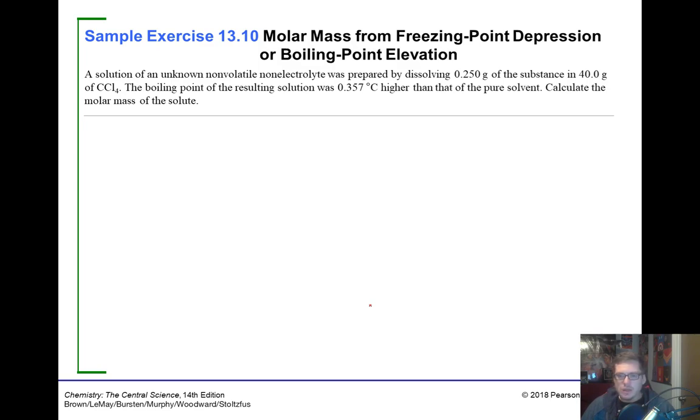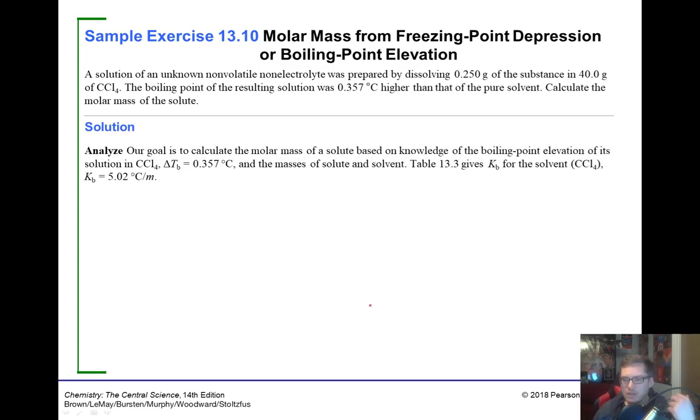All right, so it says a solution of unknown non-volatile non-electrolyte was prepared by dissolving 0.250 grams of the substance in 40 grams of carbon tetrachloride, CCl4. The boiling point of the resulting solution was 0.357 degrees higher than that of the pure solvent. Calculate the molar mass.